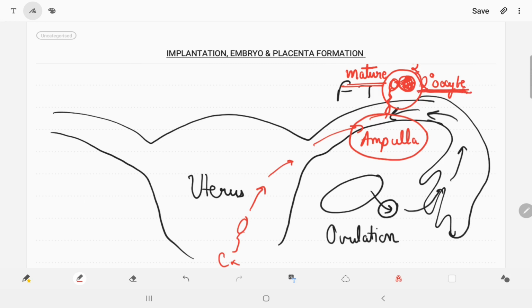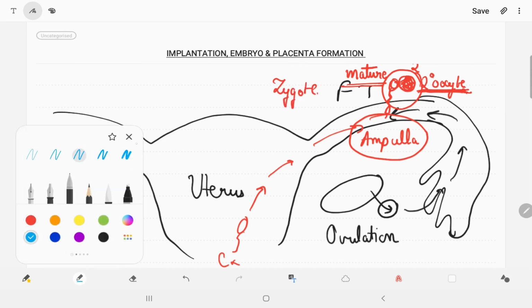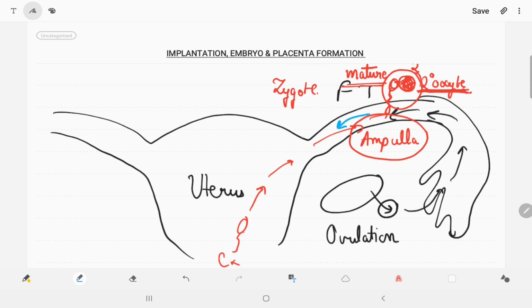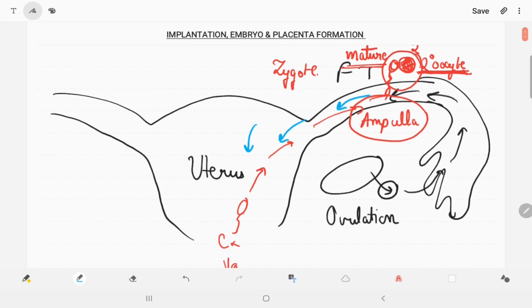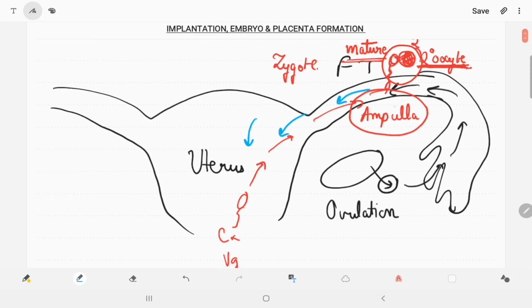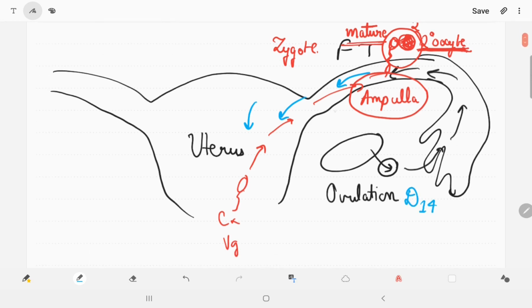Now, after fertilization, this is now known as the zygote, right? This zygote has to come into the uterus because it has to get implanted into the uterus. So, suppose I say that you ovulated on the day 14th of your cycle. Now, this zygote will take 3 more days to travel this portion from the ampulla into the uterus.